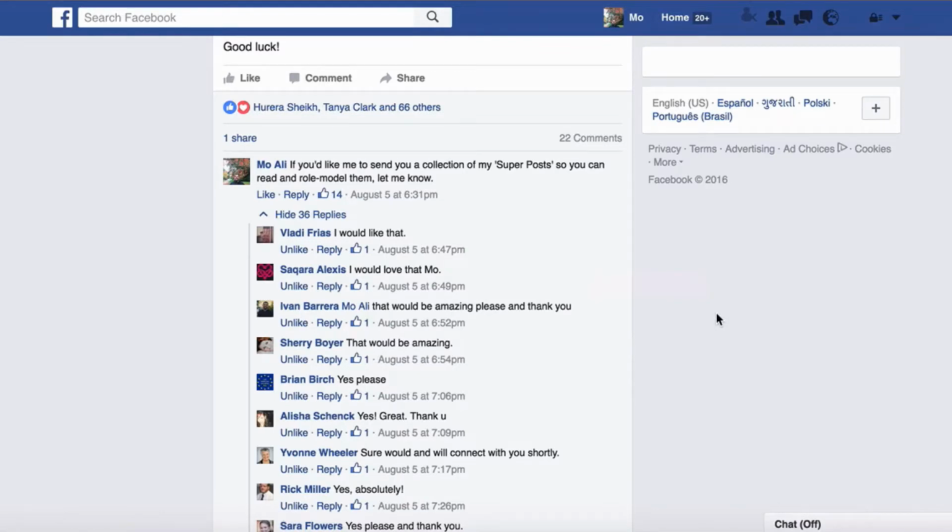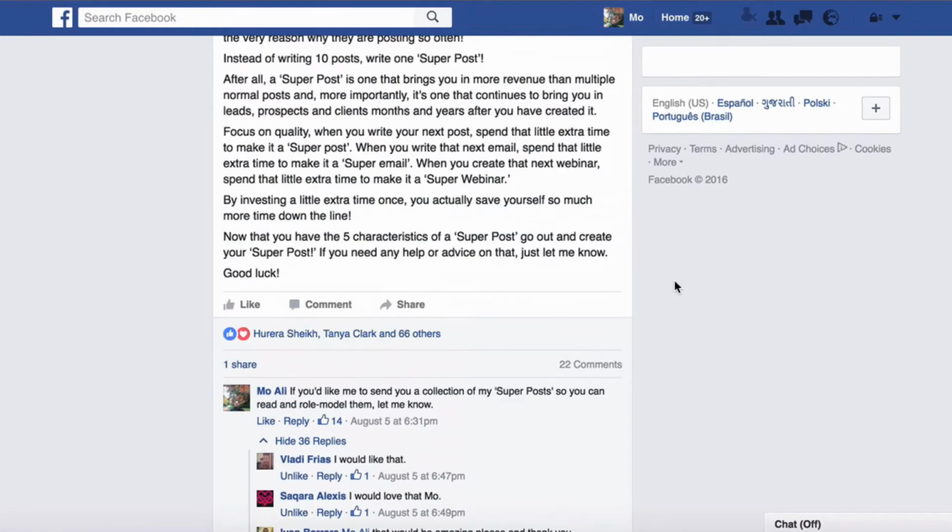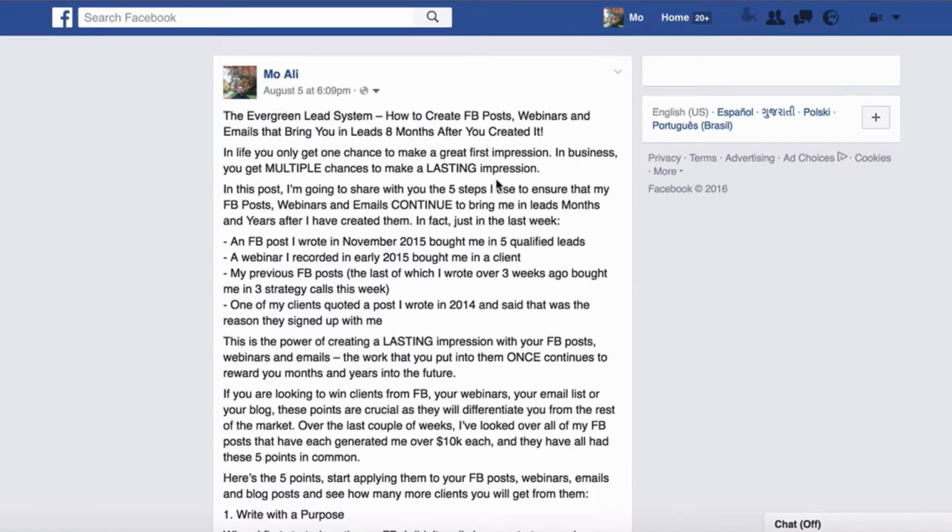If we add 22 to 36 to 68, that's the amount of interaction we've had. It's over 100 connections just from this one post. So what would your business look like if you had about 100 leads come in just overnight? That's the power of a Facebook super post, and that's exactly what I'm going to show you now. What I'm going to do now is take this super post that I wrote here and break down the 5 key components of it.